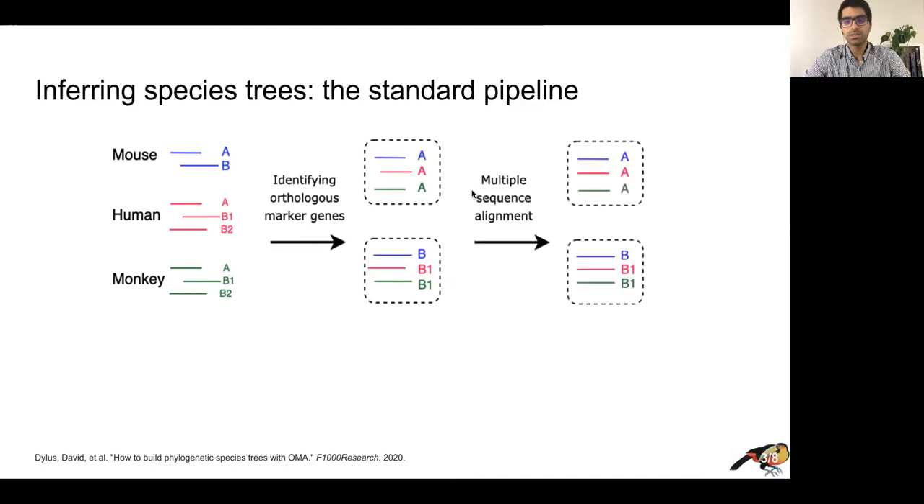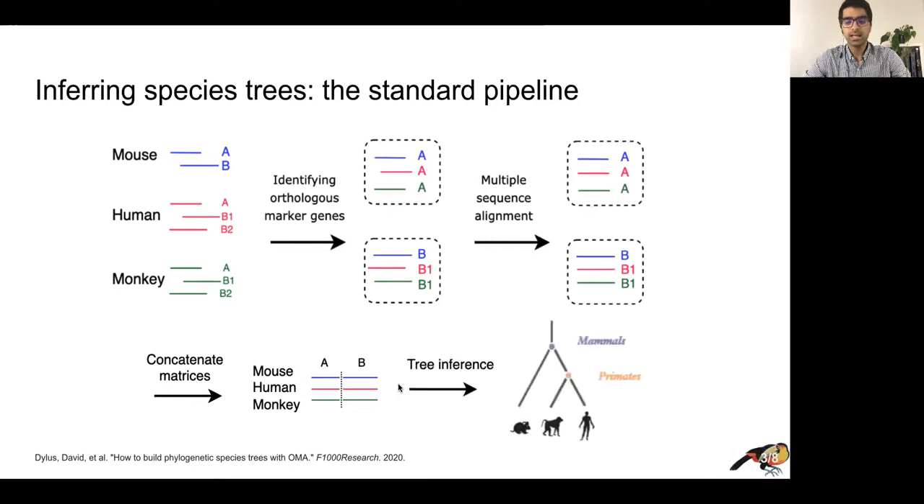The next step is to run multiple sequence alignment. Once we have the aligned sequences, we can concatenate them based on their species. The last step is to run tree inference methods like IQ-TREE or FastTree. When it comes to the runtime, the bottleneck is this step. So the focus of our method is identifying orthologous marker genes.